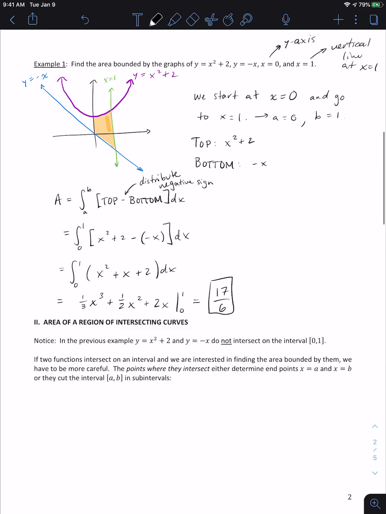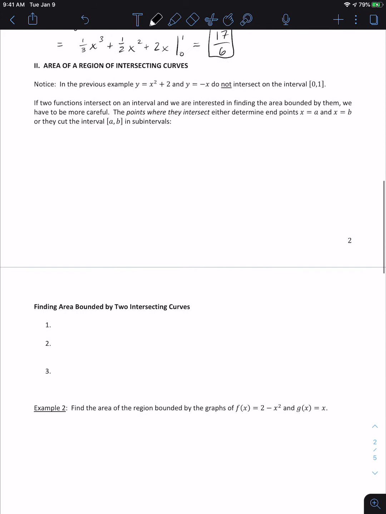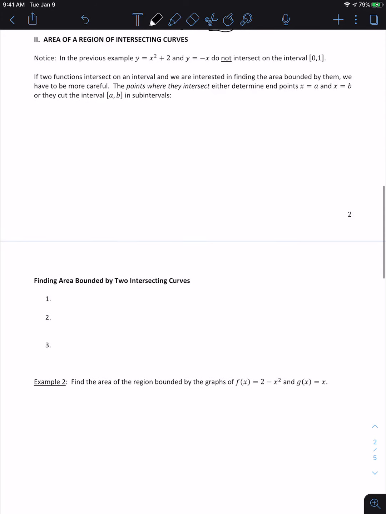Okay, so notice in this last example that x squared plus 2, the purple function, and y equals negative x, the blue function, did not intersect. So what happens when they do intersect? If two functions intersect on the interval and we're interested in finding the area bounded by them, we have to be more careful. The points where they intersect will determine the endpoints x equals a and x equals b.